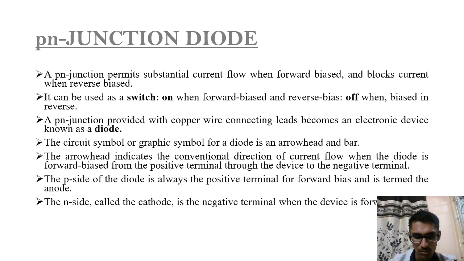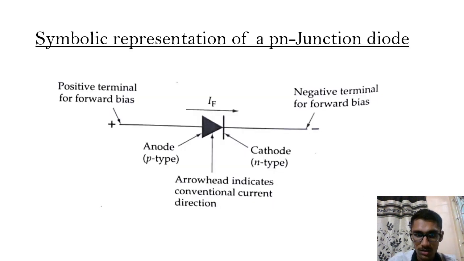The circuit symbol or graphic symbol will be shown in the next slide. The arrowhead that is in the diagram indicates the conventional direction of current flow. These points will be observed in the next slide where the symbolic representation of a diode is done. Let's move on to the next slide. This is the symbolic representation of a PN junction diode.